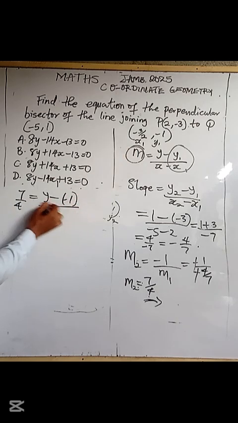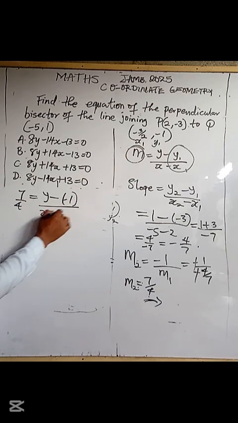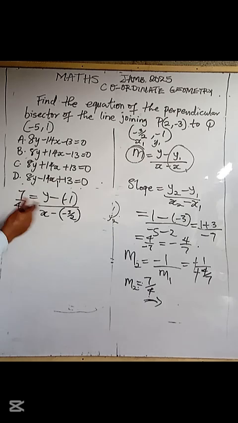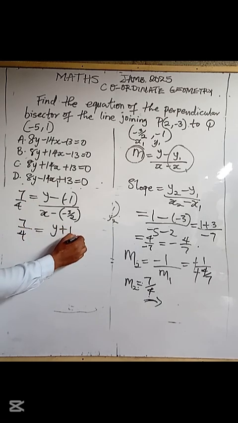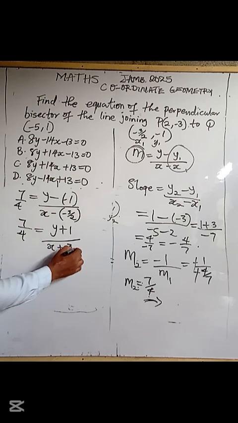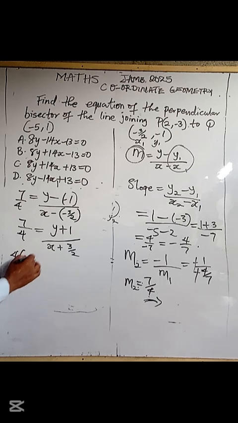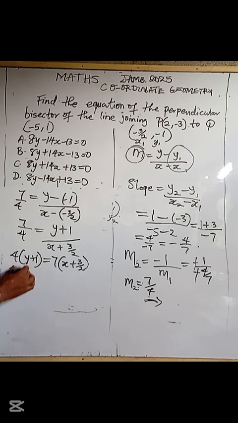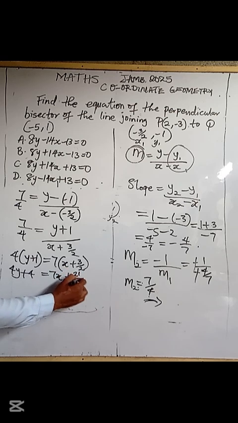So minus 1 all over x minus x1. That is minus, sorry, minus 3 over 2. So what do you do? You just simplify and cross multiply. So when you simplify it, that will be y plus 1 over x plus 3 over 2. Cross multiply, what do you have now? 4 into bracket y plus 1, equal to 7 into bracket x plus 3 over 2. I have 4y plus 4, and we have 7x plus 21 over 2.